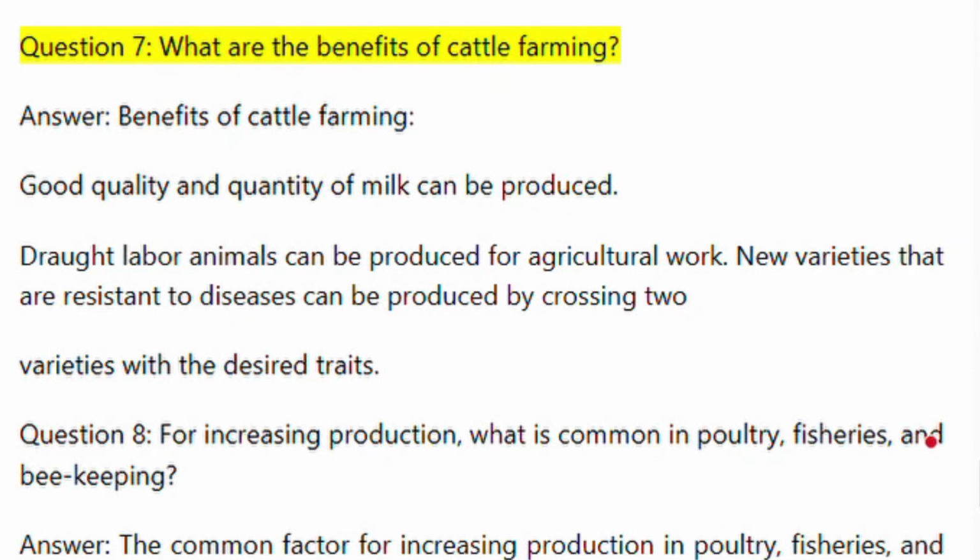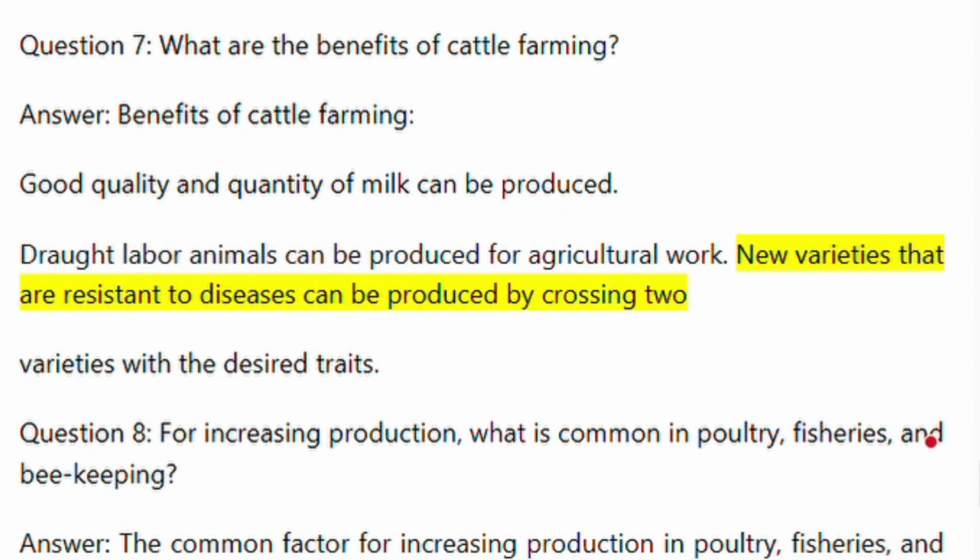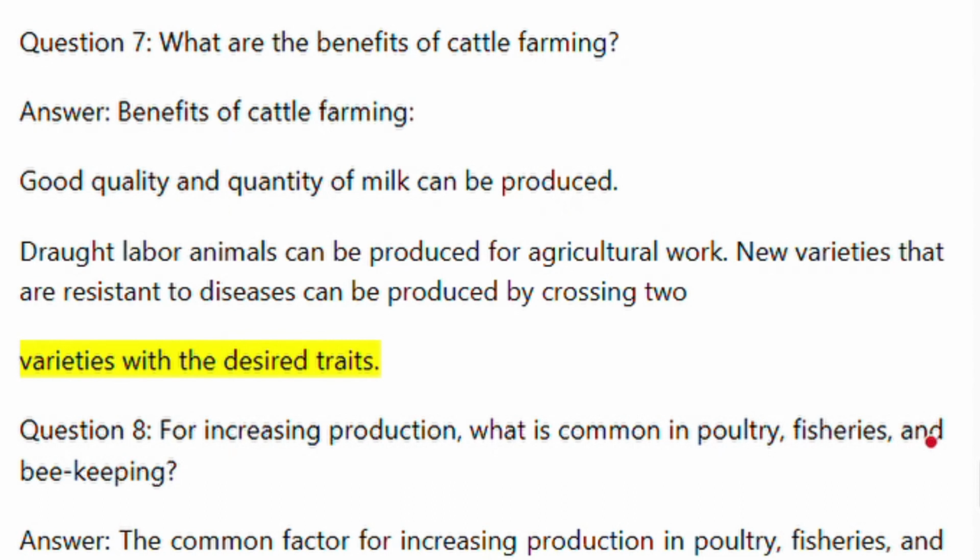Question 7. What are the benefits of cattle farming? Answer. Benefits of cattle farming: Good quality and quantity of milk can be produced. Draught labor animals can be produced for agricultural work. New varieties that are resistant to diseases can be produced by crossing too. Varieties with the desired traits.